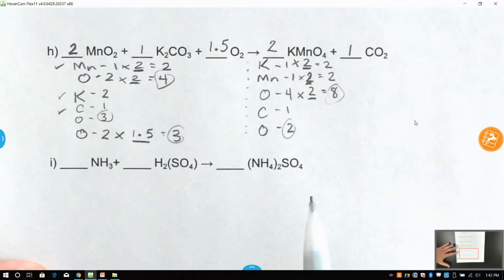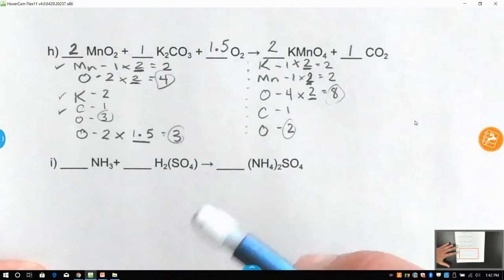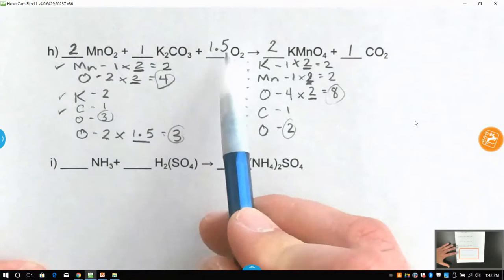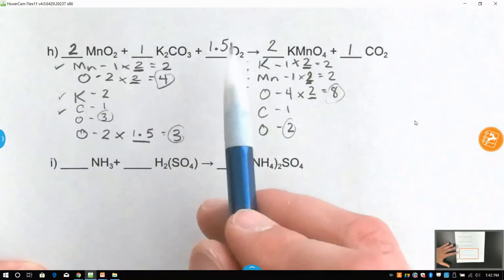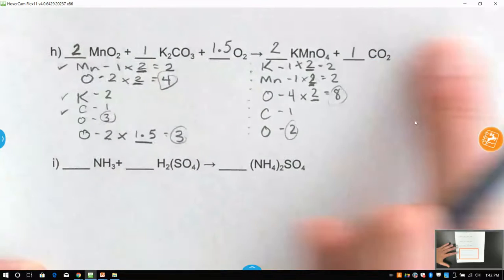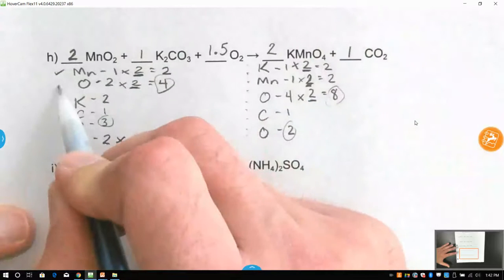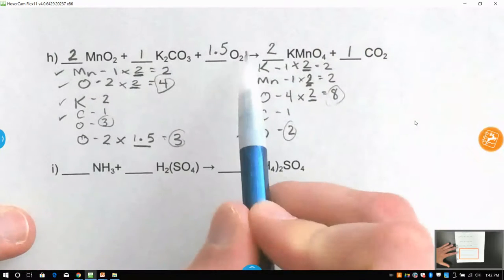By turning it into a whole? Yeah. So to turn it to a whole, how would you do that? You have to multiply it by what? You have to multiply everything then by 2. So to get rid of this 1.5, you would have to multiply it by 2, but you can't just multiply the 1 coefficient. You would have to multiply everybody. Because this would make everything balanced right here, right? Our oxygens would be balanced then, but we can't have the half.